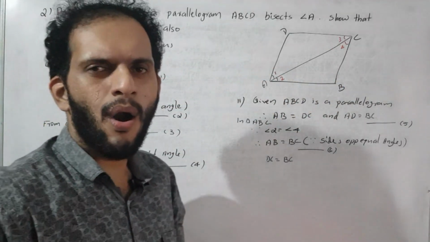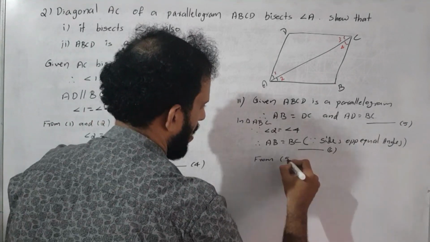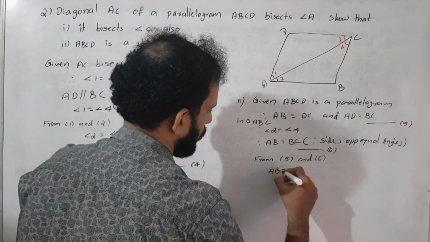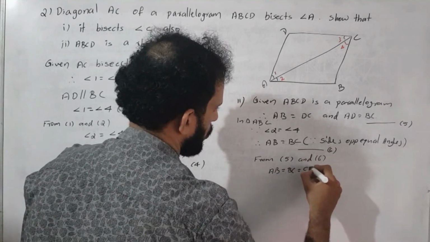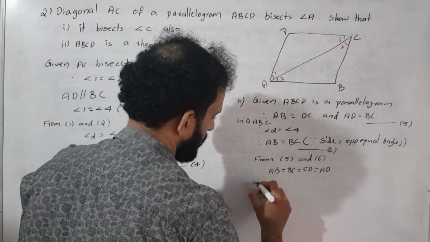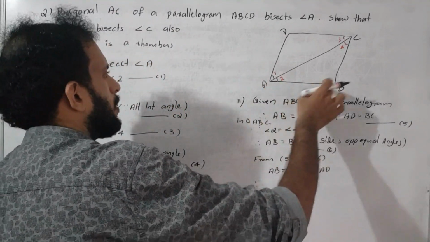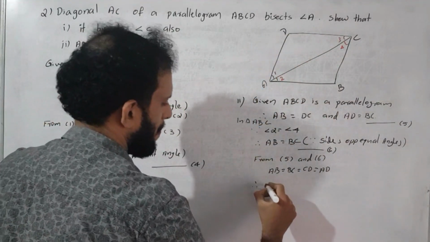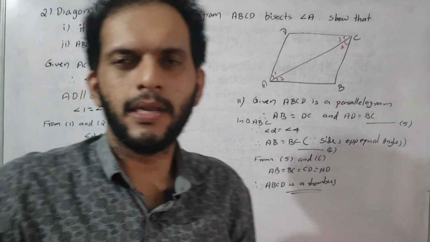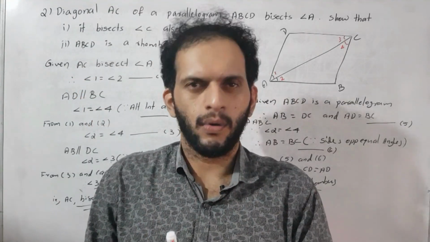That means all sides are equal. So we write directly from equations 5 and 6: AB is equal to BC is equal to CD is equal to AD. Therefore ABCD is a parallelogram with all sides equal, so we conclude it is a rhombus.